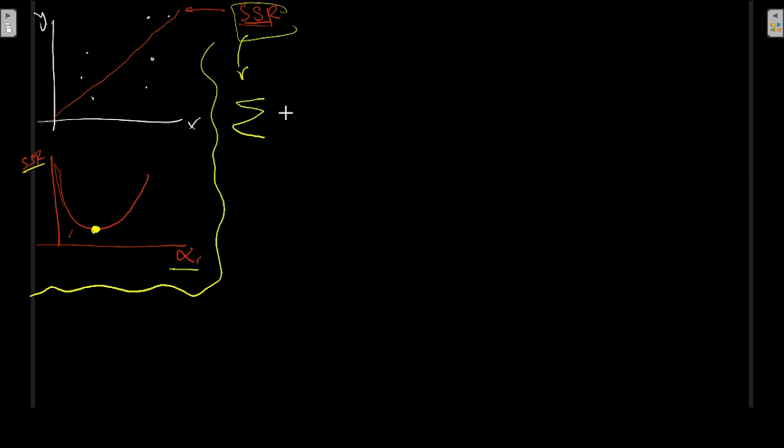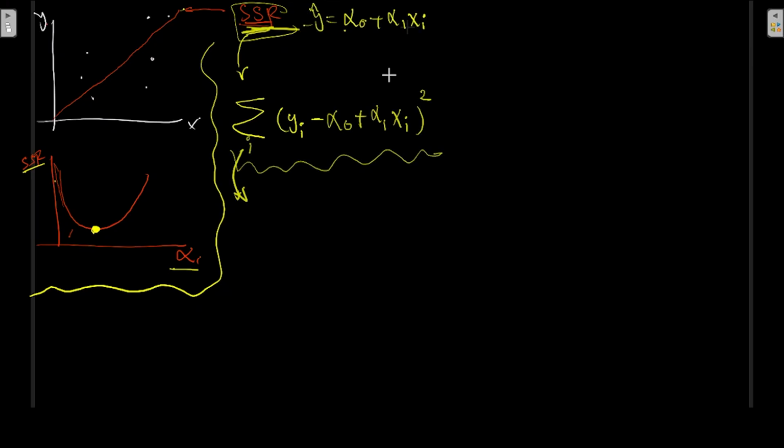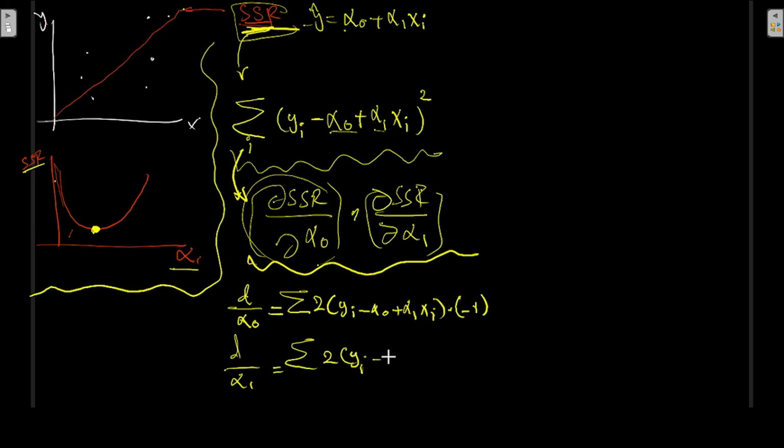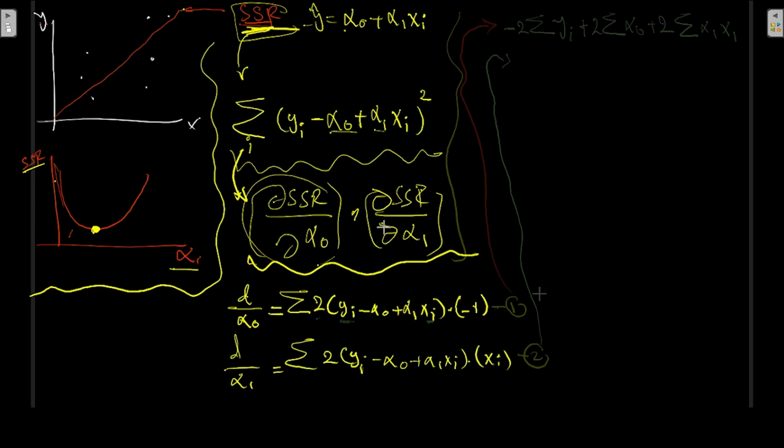Well, you take this sum of every yi minus, so I'm going to substitute, instead of keep writing y hat, to take the derivative of this term. First of all, let's take it in terms of alpha 0, and also we need to take the derivative of this SSR again in terms of alpha 1. Now we have two equations to solve in terms of one another.